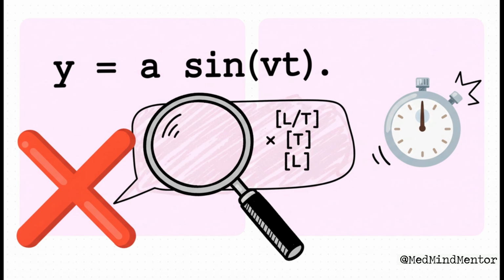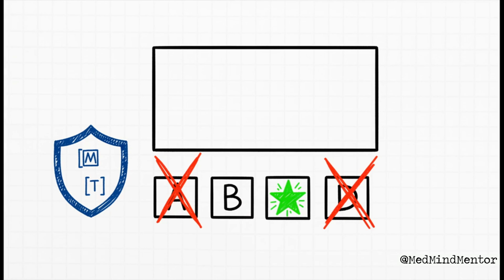No complex math needed. And that's the whole point. This is such a game changer. Use dimensional analysis as your very first check. Before you do anything else, just quickly scan the options. You can often spot the wrong answers right away and eliminate them. It's going to save you so much time and really boost your confidence.